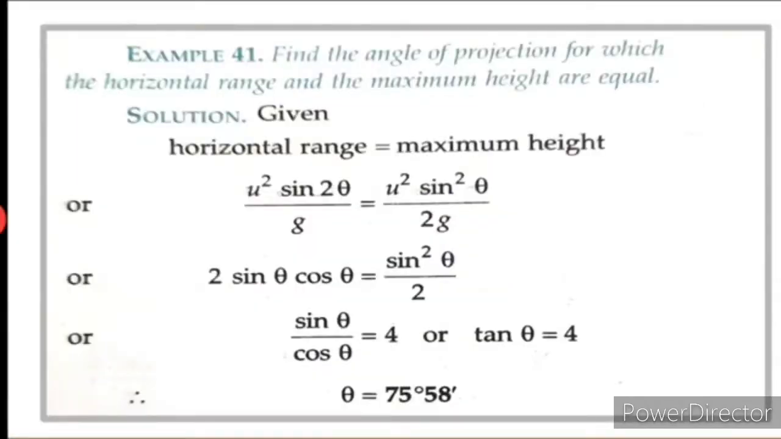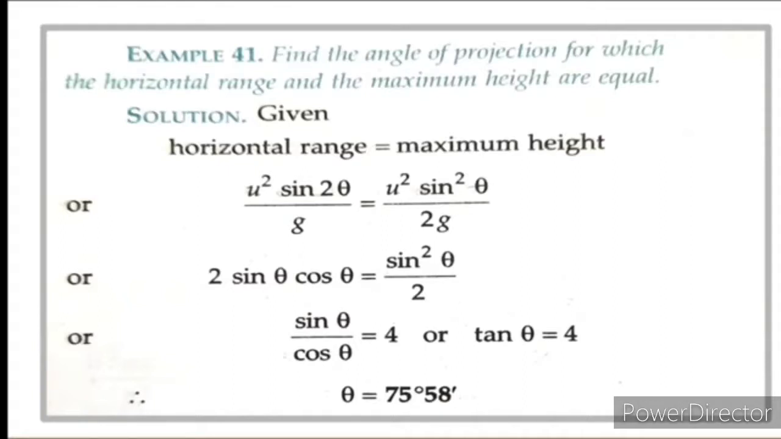One additional question we will do. Find the angle of projection for which the horizontal range and maximum height are equal. It's given that horizontal range is equal to maximum height. So we have v0 square sine 2 theta by g, that is the range, equal to v0 square sine square theta by 2g, the maximum height.